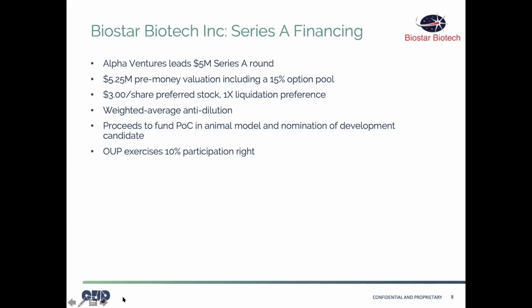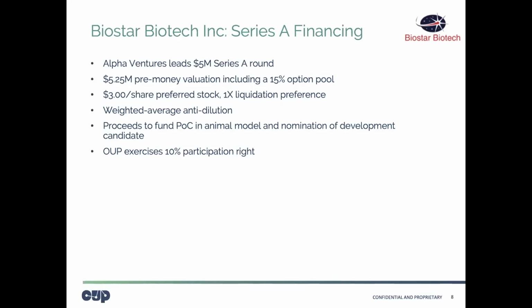Moving on, the translational experiment was successful. A local venture group, Alpha Ventures, likes what they see and wants to lead a $5 million Series A round, so a true venture capital round. They've put a price on the company of $5.25 million as it stands, so that's the pre-money before any Series A funds go in. And they want to include an option pool, so unvested options available for issuance to a management team that will have to be hired because the two founding scientists are not leaving their day job.